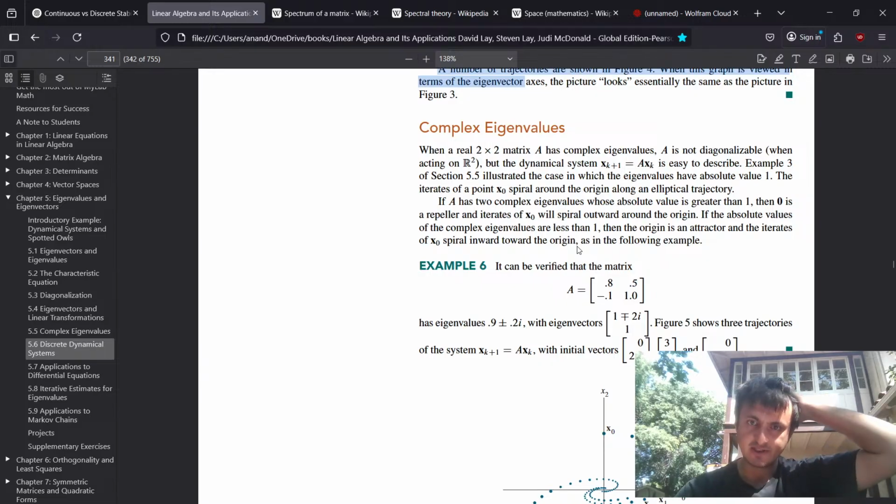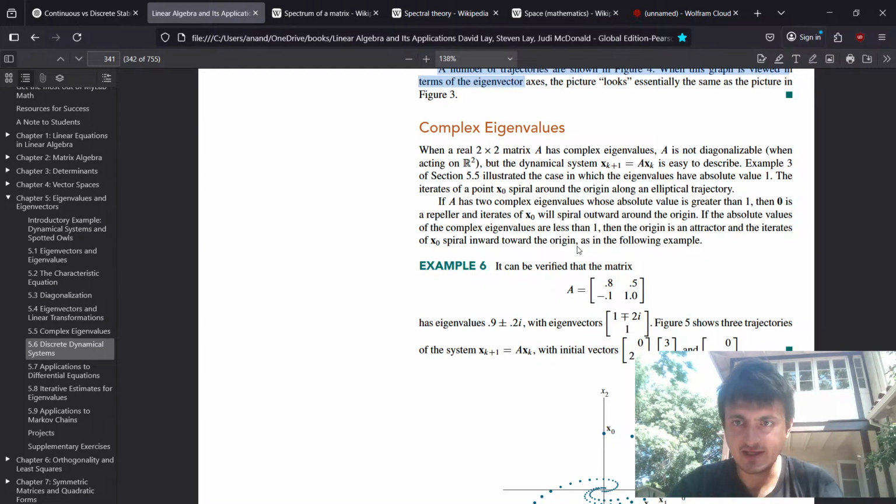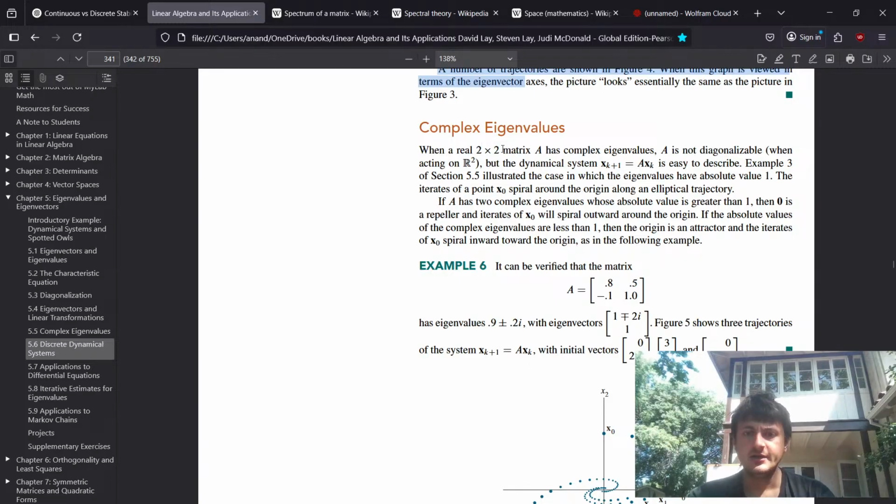When a real 2x2 matrix A has complex eigenvalues, A is not diagonalizable when acting on R2. But the dynamical system is easy to describe. Illustrated is the case when the eigenvalues have absolute value 1. The iterates of a point x spiral around the origin along an elliptical trajectory.